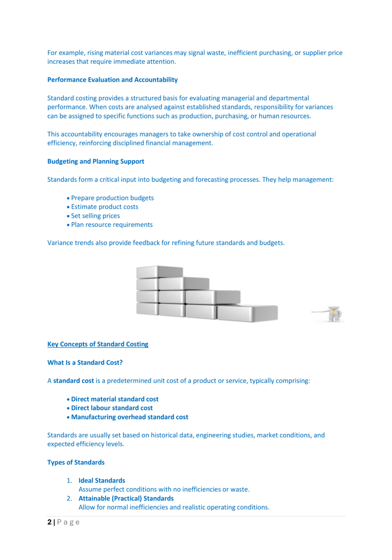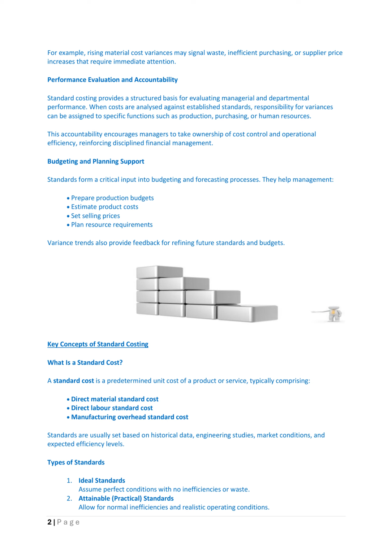to be relevant today. Rising material cost variances can indicate issues like waste, inefficient purchasing, or supplier price increases that need prompt attention. Standard costing helps evaluate managerial and departmental performance by comparing actual costs to these predetermined standards, allowing us to assign responsibility for any differences to areas like production, purchasing, or human resources. This creates accountability, encouraging managers to control costs and improve efficiency.